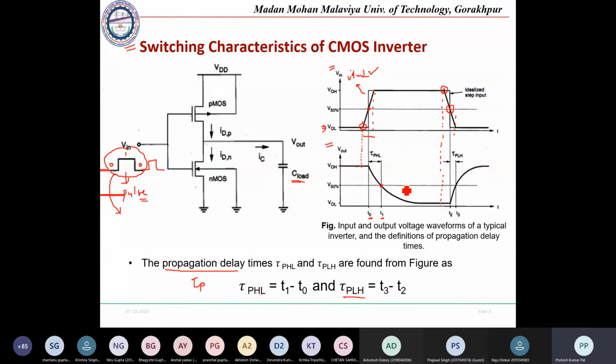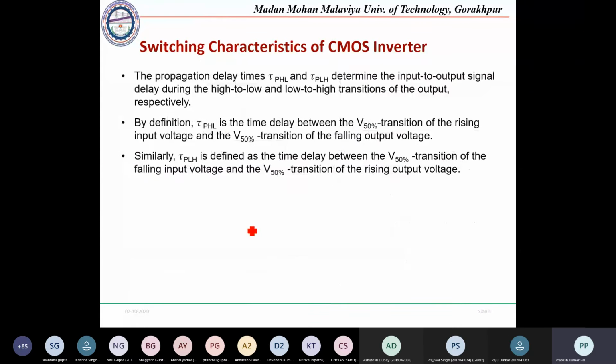So there are two terms used frequently to find out the delay. This delay will be derived from the tau PHL value and tau PLH value. Here are the definitions of tau PHL and tau PLH. The tau PHL is the time delay between the 50% transition of the rising input voltage and the 50% transition of the falling output voltage.